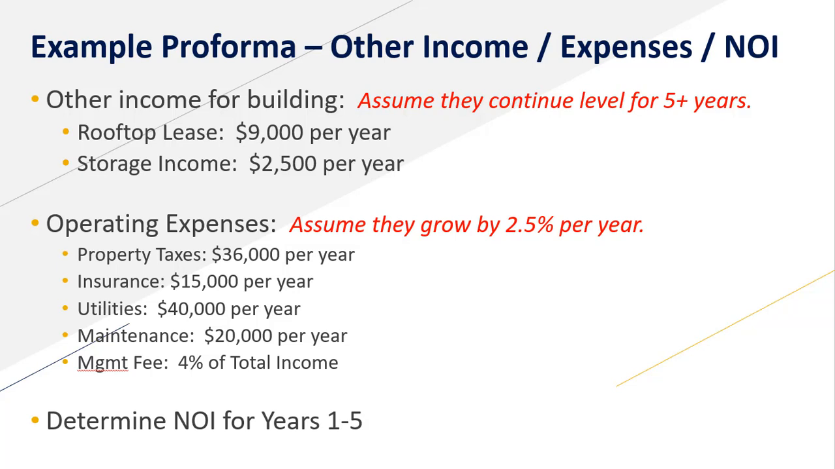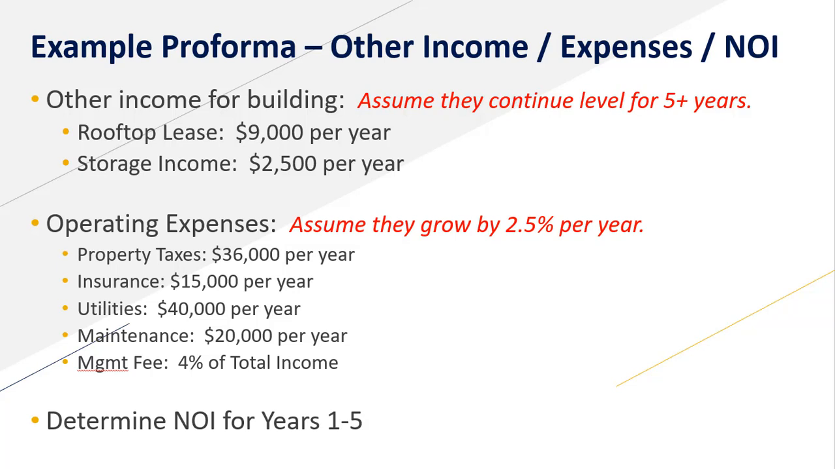So we're going to assume some other income for the building, one being sourced from a rooftop lease. We're going to assume $9,000 per year, and we're going to assume no increases in that. So a flat $9,000 per year for all 5 years. And in fact, we can even assume that it's going to go on beyond 5 years. Maybe we have a 10 or 15-year lease with a cell phone tower provider, and so they're going to be paying us this set amount for the indefinite future.